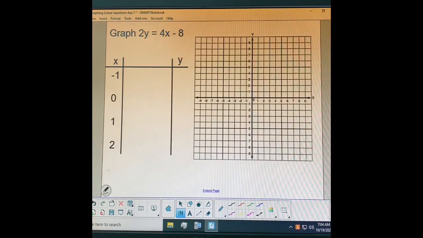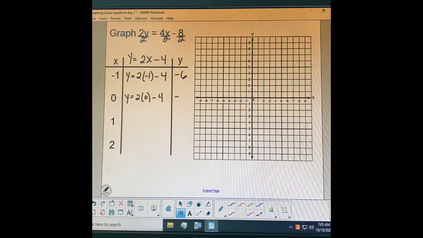This is not in standard form. Y is not by itself, so we need to isolate the y by dividing each term by 2. When we divide each term by 2, we get y equals 2x minus 4. Plug in -1 wherever you see an x. Plug in 0 wherever you see an x. Plug in 1. And then plug in 2. And now we have 4 points that lie on this line.